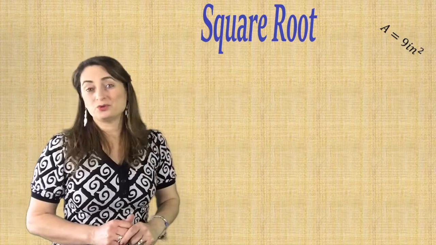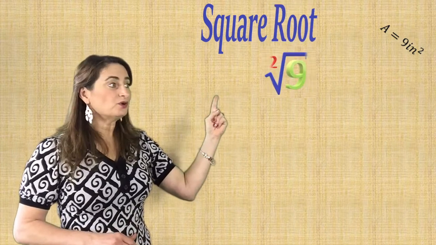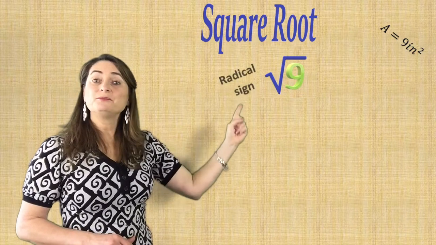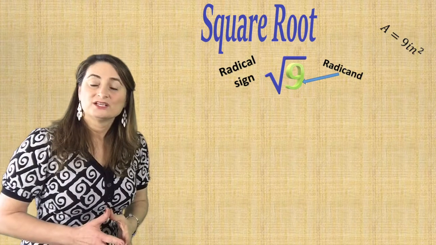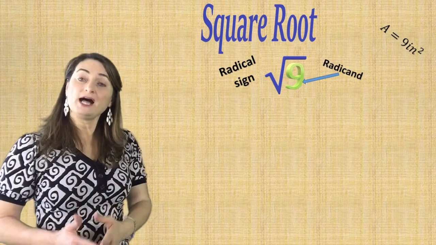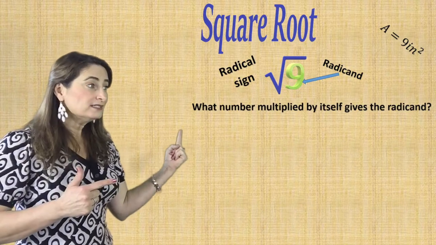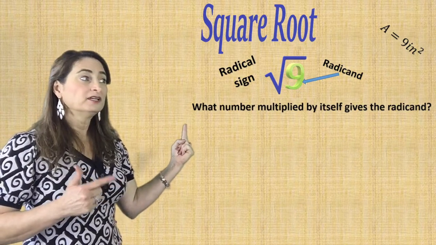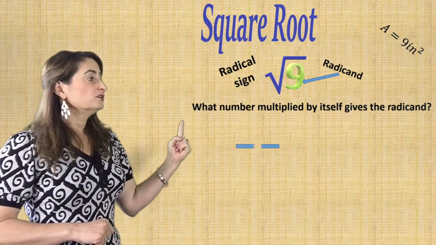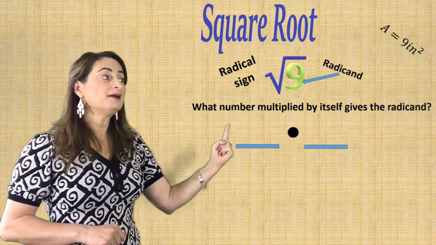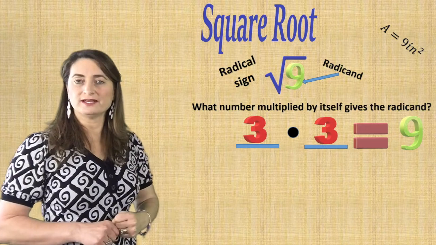So what is a square root? Look at this number with the symbol. That symbol is called the radical sign, and the number inside the radical sign, which is the 9, is called the radicand. So if you're trying to find the square root of 9, ask yourself this question: what number multiplied by itself gives you the radicand, which is the number inside the radical sign? Since I'm looking for 9, what number times itself equals 9? 3 times 3 equals 9.